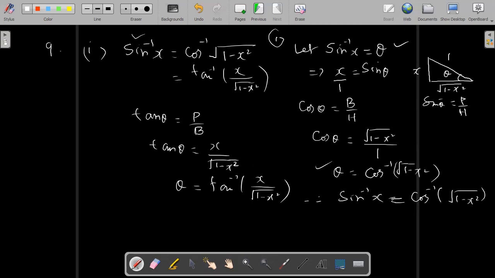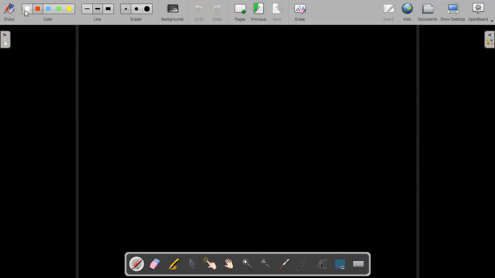Now you can see that this theta and this theta are the same value of theta. Therefore, we can say that sine inverse x can be written in terms of tan inverse x upon under root 1 minus x square. So in a question, if some values are given, then we can directly convert like this. So that's all about the formulas. Now we can start the question.